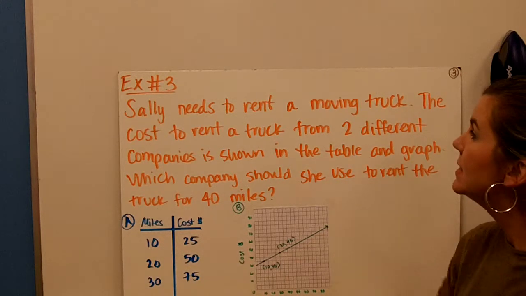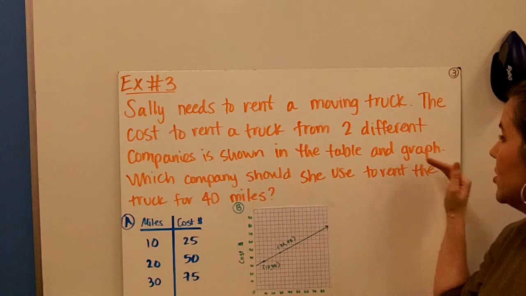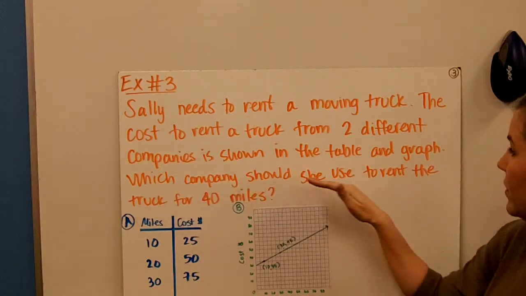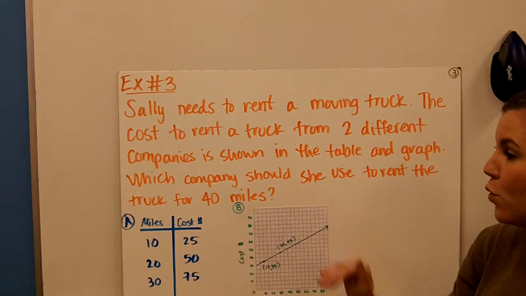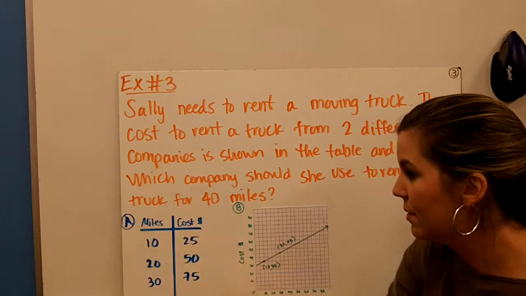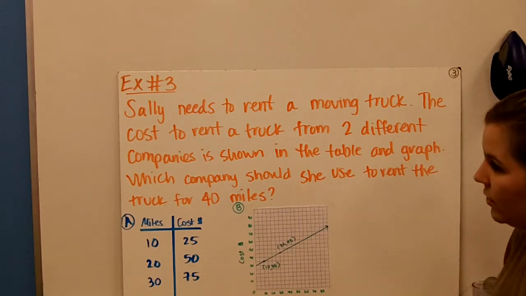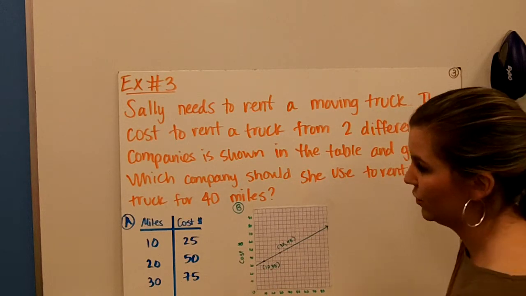Example number 3. Sally needs to rent a moving truck. The cost to rent a truck from 2 different companies is shown in the table and graph. Which company should she use to rent the truck for 40 miles? So company A, we can see the miles and the cost. And let's go ahead and calculate an equation for this.